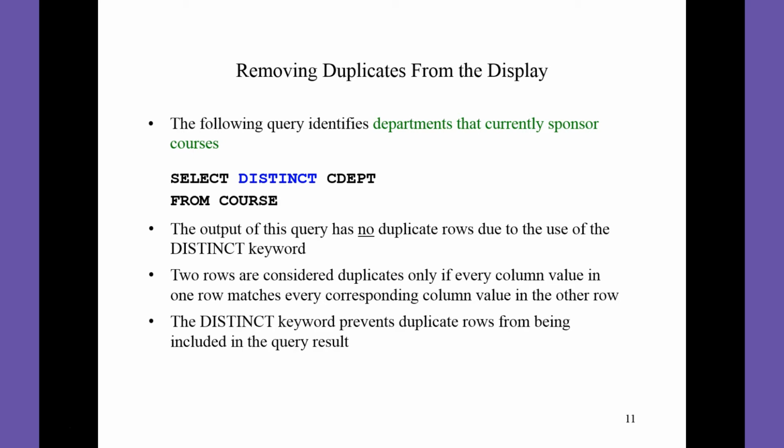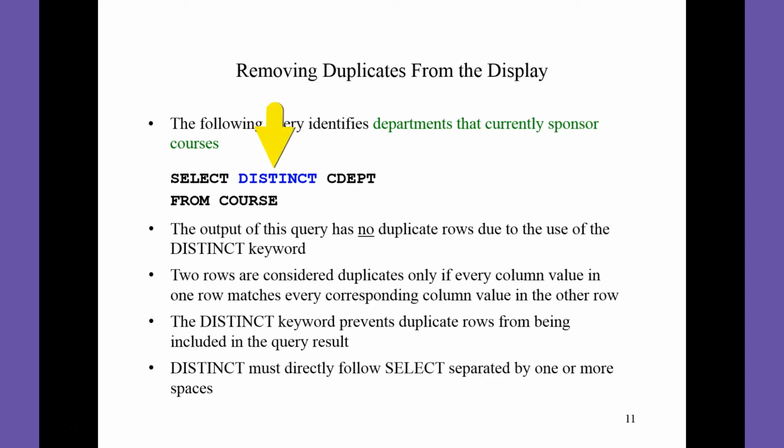So the distinct keyword prevents the duplicate rows from being preserved in the query result. Note that distinct is positioned immediately after the select keyword, separated by 1 or more spaces, and then following distinct, again 1 or more spaces, then your column list.